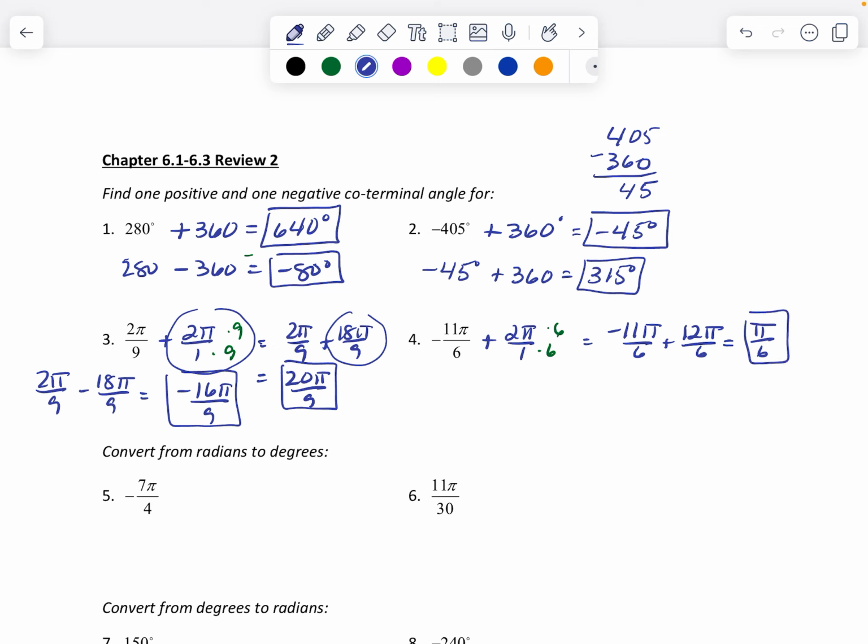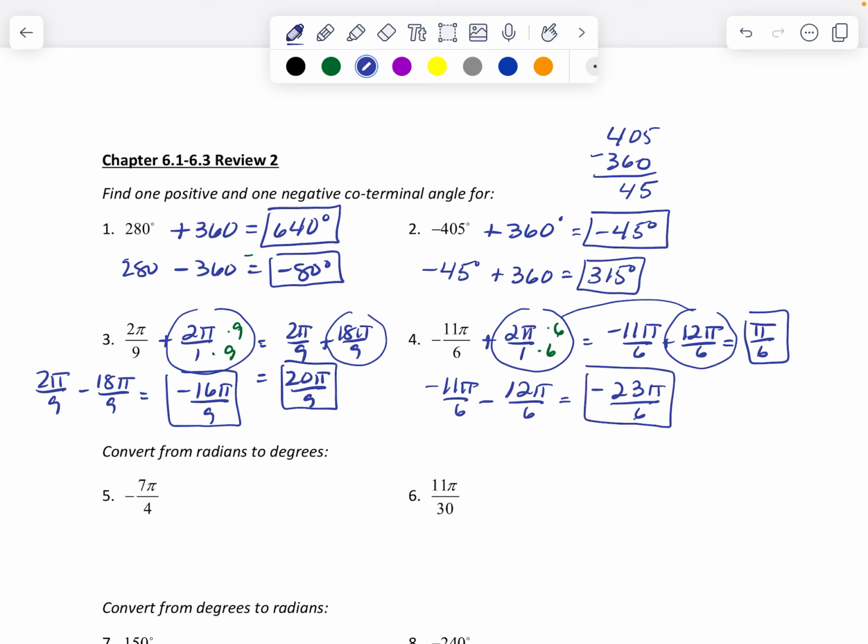To get a negative one, I'm going to go and subtract. So I'm going to have negative 11 pi over 6 minus 2 pi. But again, we just saw that if I want that common denominator with the 6, 2 pi is really equal to 12 pi over 6. So I'm going to go ahead and subtract 12 pi over 6 from that. And that's going to give me negative 23 pi over 6.